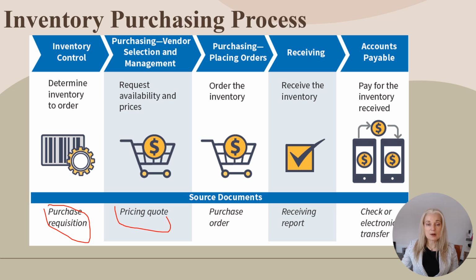So you obtain a price quote. If the quality is similar between the multiple vendors, then you are going to order the inventory from the lowest costing vendor. And this is the purchasing and placing orders process. And here you're generating a purchase order.